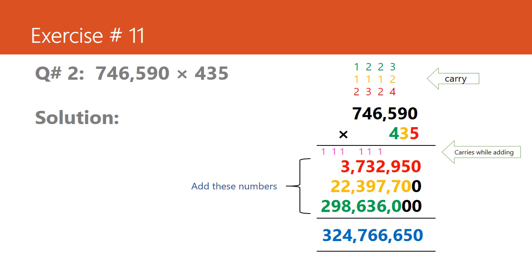Here we have question 2 of Exercise 11. The given number is 746,590. Multiply it with 435. This product has been solved with the same method as used in question 1. Find the product by yourself and match your answer from here.